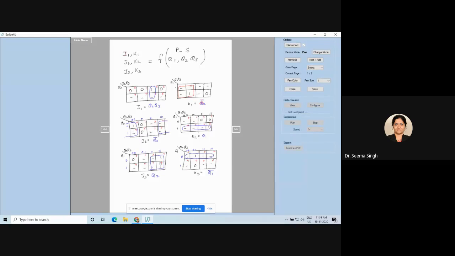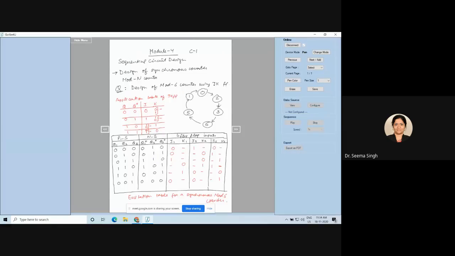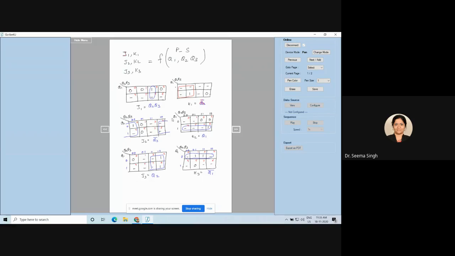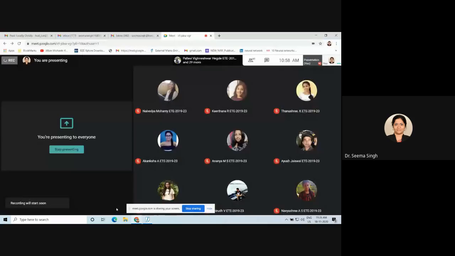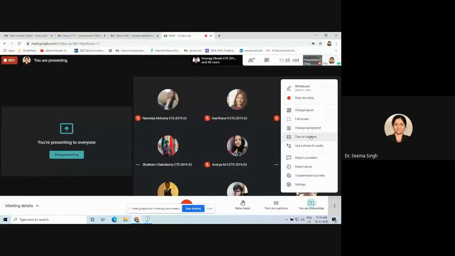After that, what did we do? We made the K map using the truth table for the six variables J1, J2, J3, K1, K2, K3. Six K maps came and we got these equations. And then we made this circuit with our three flip-flops and the connections from output to input, and based upon those logic functions, we made it. Okay. Now, if you have any doubt in this, you should ask me.